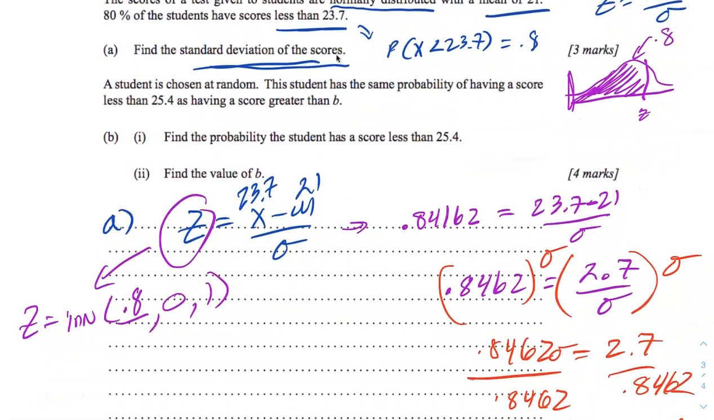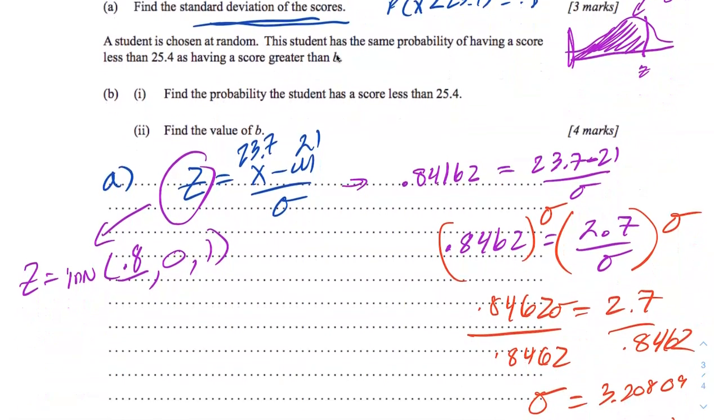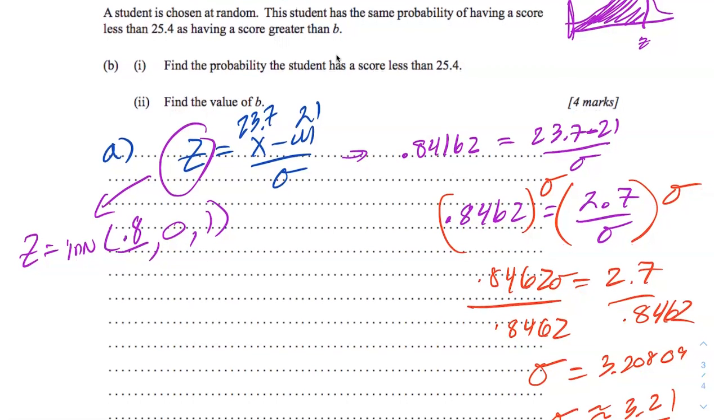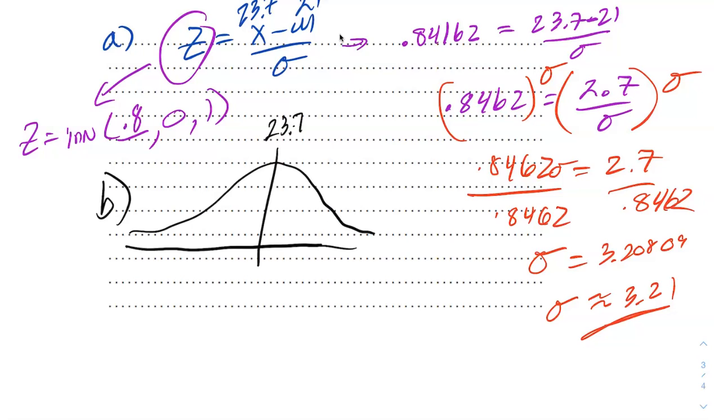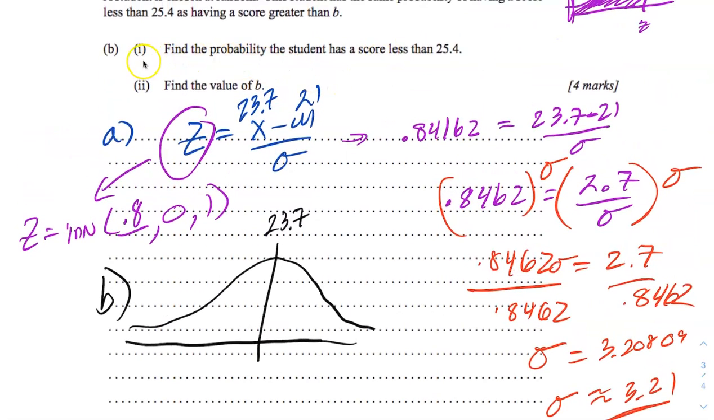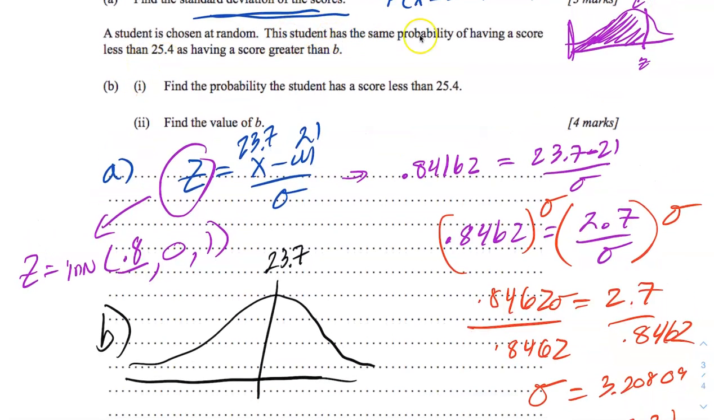Okay. So, if you look at this again, so the student is chosen, let's review that because I read that badly. I thought it was going to be a different question. The student is chosen at random. The student has the same probability of having a score less than 25.4 as having a score greater than B. So look what they're saying. So we have our chart here. Our mean was 23.7. So what they're saying is this person has the same probability of having a score less than 25.4. So 25.4 is over here.